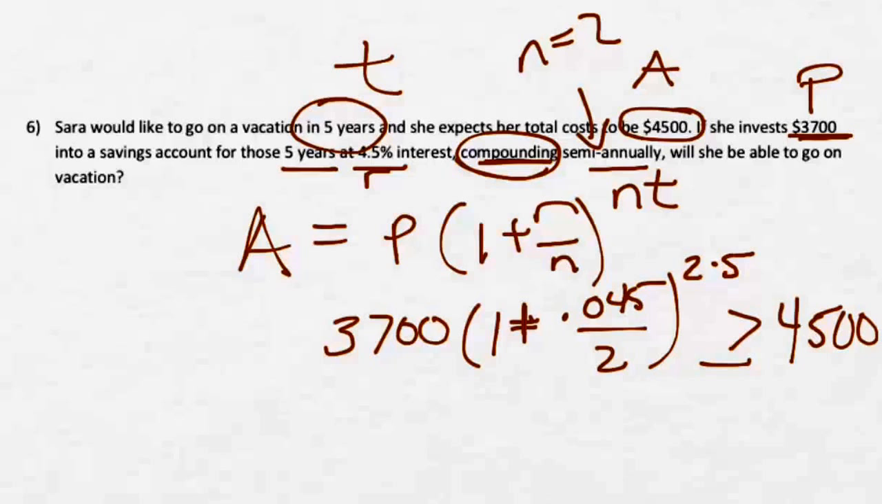Now, it looks like it's not equal to. Let me change that to plus. So this right here is the calculator part. So we're going to type this into a calculator exactly as we see it. And if we find a number that's greater than or equal to $4,500, then she's saved enough for her vacation.